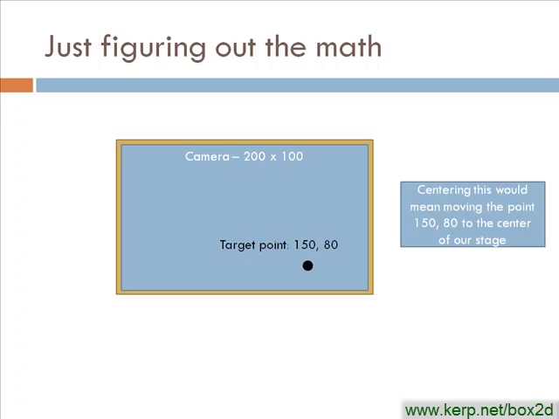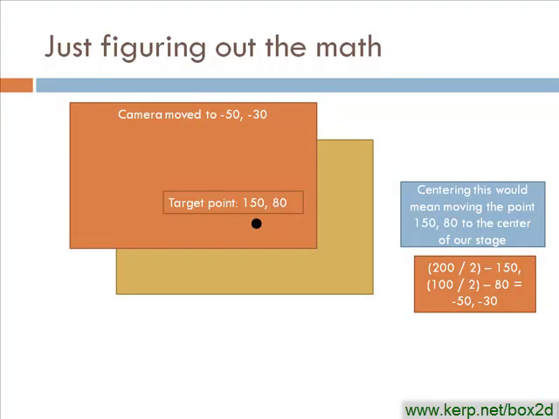Now, if we want to center on this point, it just means that we want to move our camera so that this target point is in the center of our stage. That's pretty easy. We know that the center of our stage is 100, 50, and we subtract from that 150, 80, and it basically means that we want to move our camera minus 50 pixels in the x direction, minus 30 pixels in the y direction. Our camera ends up looking like this, and our target point is now centered on our stage. With me so far? Okay.